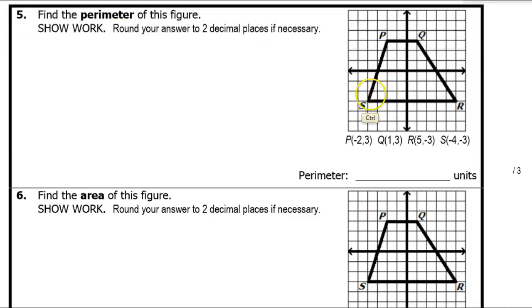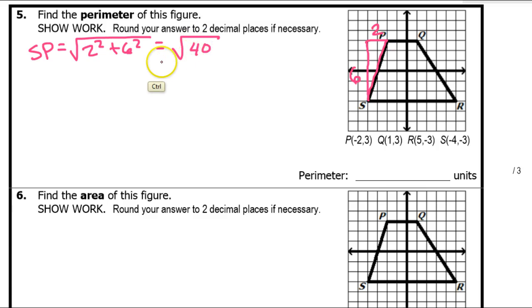Let's start with SP. We'll need to find the length of SP. As we've done on previous problems, we'll just make a triangle out of that. The horizontal length is 2. The vertical length is 6. So the length should be the square root of 2 squared plus 6 squared. That's just the Pythagorean theorem. So that's 36 plus 4, so that's 40. So this will be the square root of 40.